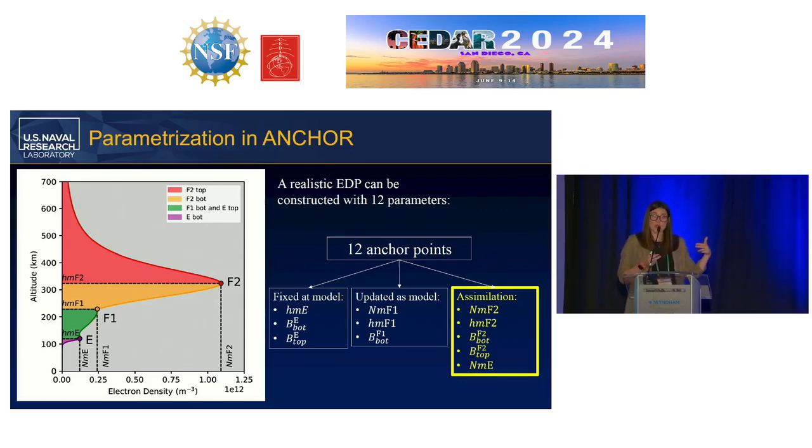But we update all of the other parameters the way they are related to those main parameters, kind of like the IRI model does it. The IRI model simulates the main parameters, such as the peak density and its height, but then it calculates all of the other parameters as dependent parameters from the main.